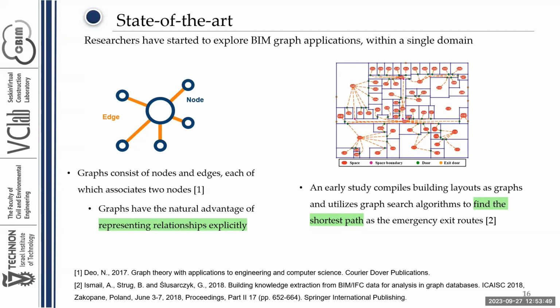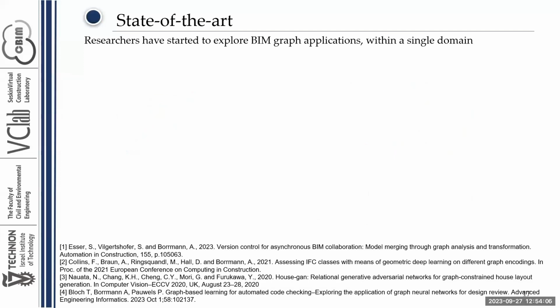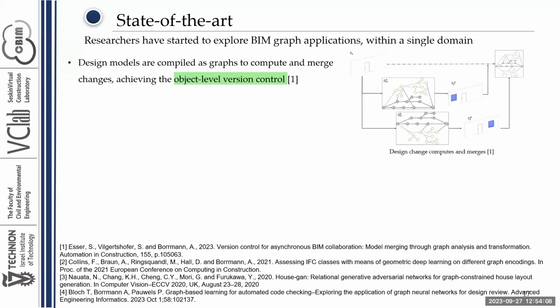An early study in our domain compiled the layout of an apartment, building layouts, into graphs and applied graph searching algorithms to figure out the shortest path as an emergency exit route. Later, Sebastian from the Technical University of Munich compiled BIM models as graphs and then computed the design changes and merged the design changes, which achieves the functionality of object-level version control.